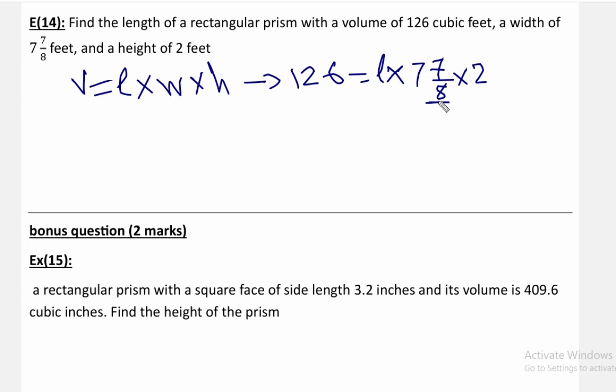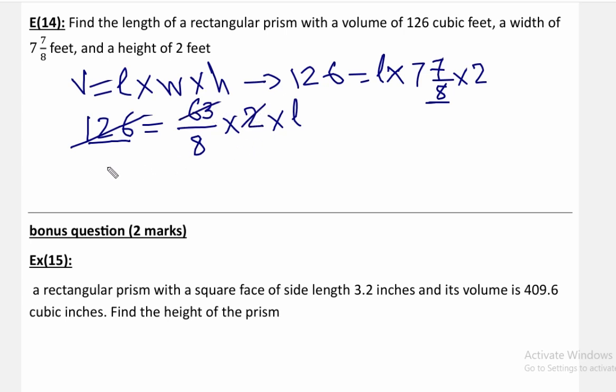Let's convert it to an ordinary fraction, with numerator and denominator. 126 equals 7 times 8 is 56. 56 plus 7 is 63, times 2 times L. The surprise is 63 times 2 is again 126. You can cancel 126 here from 126 here. Then you have 1. L over 8 equals 1. That means L equals 8 feet.